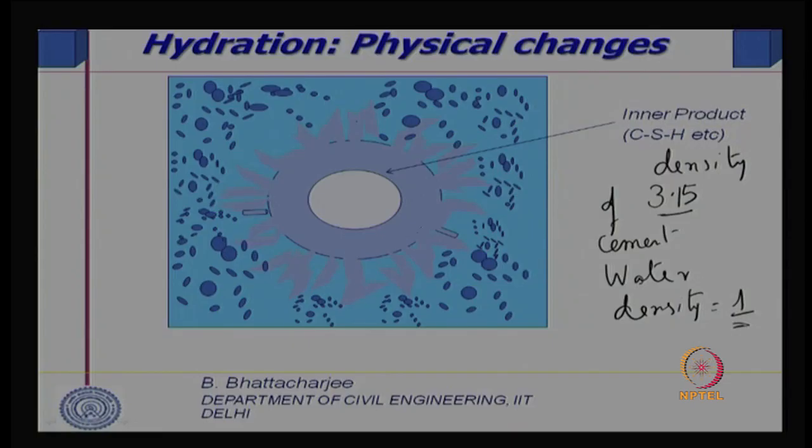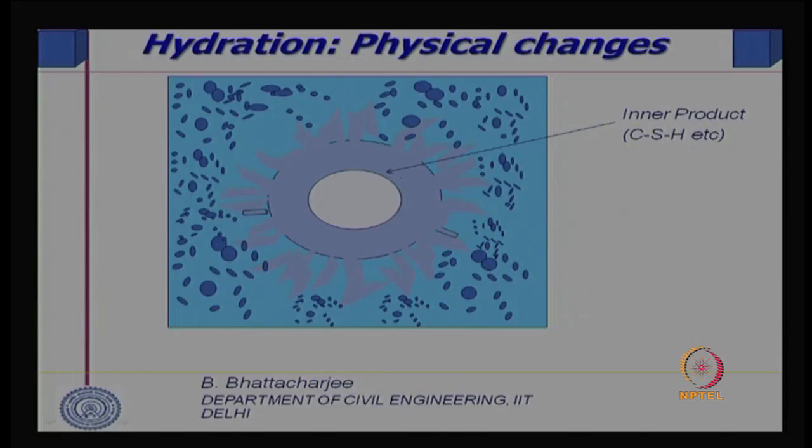The product which has remained within the original boundary, we call inner product. So, inner product is that product which is produced within the original grain boundary.